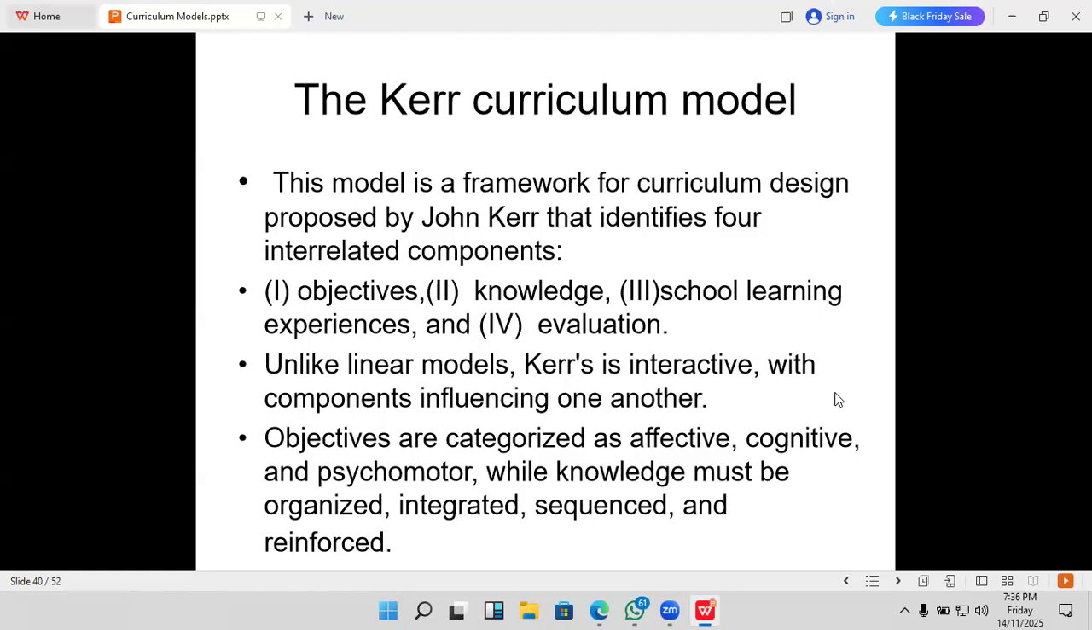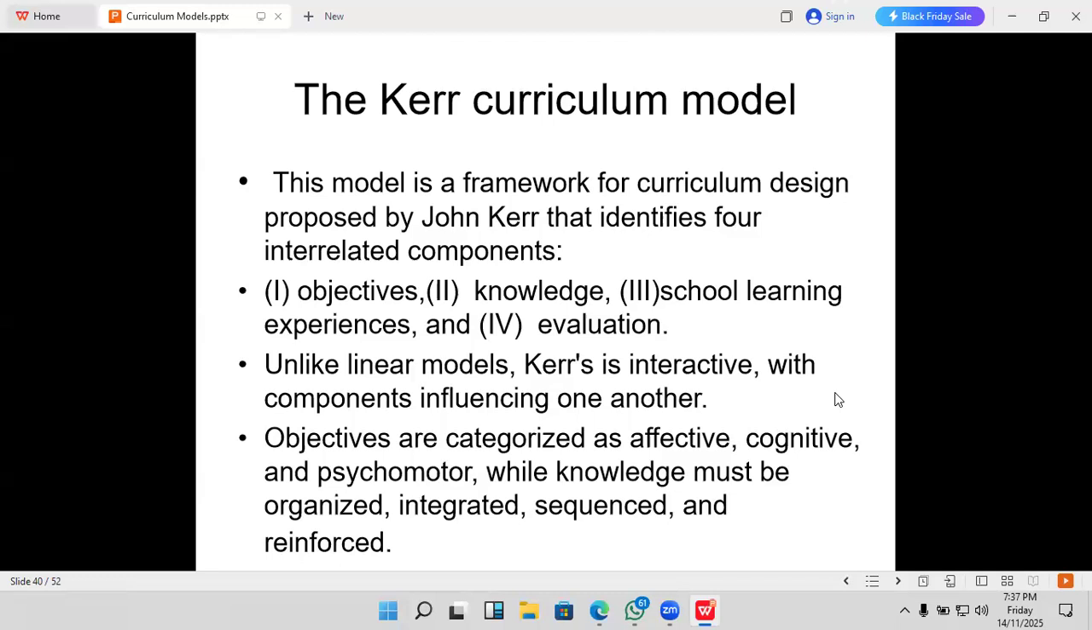Unlike the linear model, Kerr's is interactive. Some new things he has introduced. We'll see the linear model and cycle model. This is something different from other people. They had developed their models with components influencing one another. That is already what we studied. We also realized those components of a curriculum are interrelated.